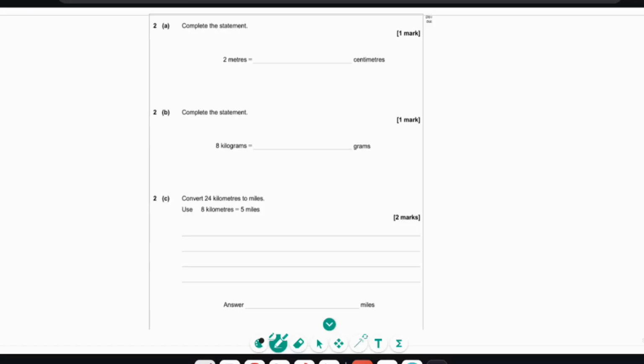Okay, next question. Complete the statement. 2 meters into centimeters. Well, we know that 1 meter is 100 centimeters. So 2 meters, 200 centimeters. Complete the statement. 8 kilograms to grams. So we know that 1 kilogram is 1,000 grams. So 8 kilograms must be 8,000 grams.